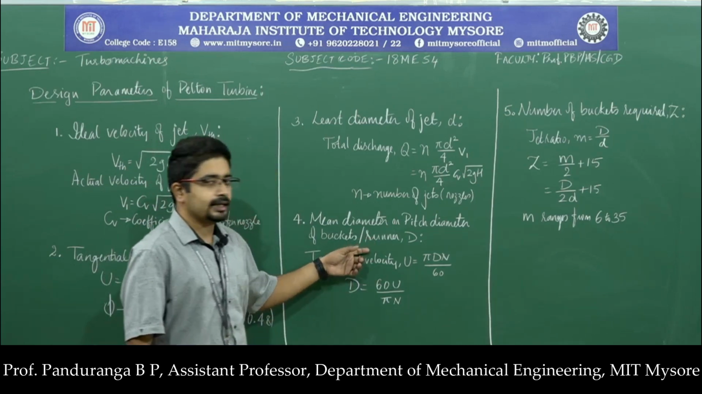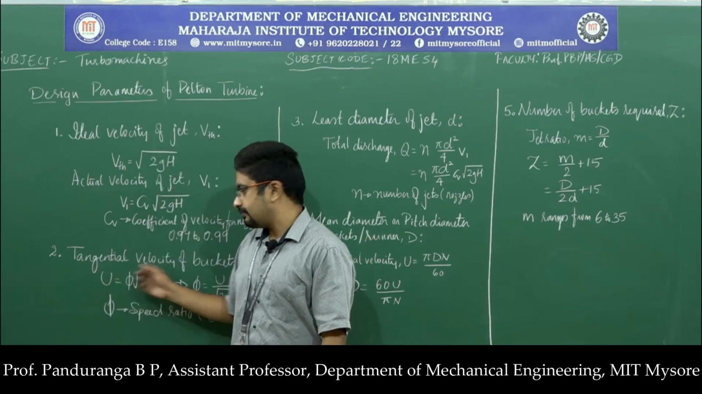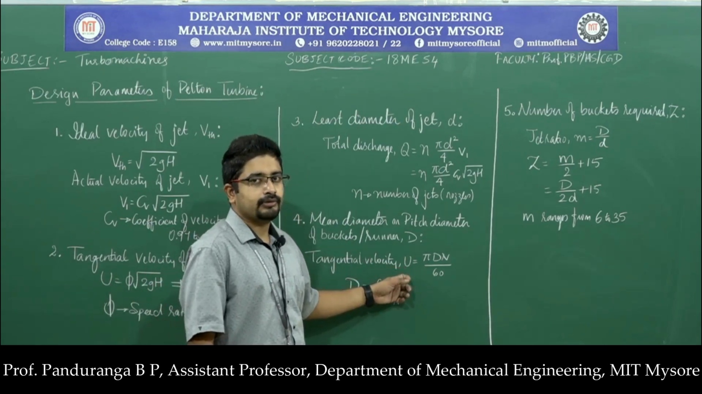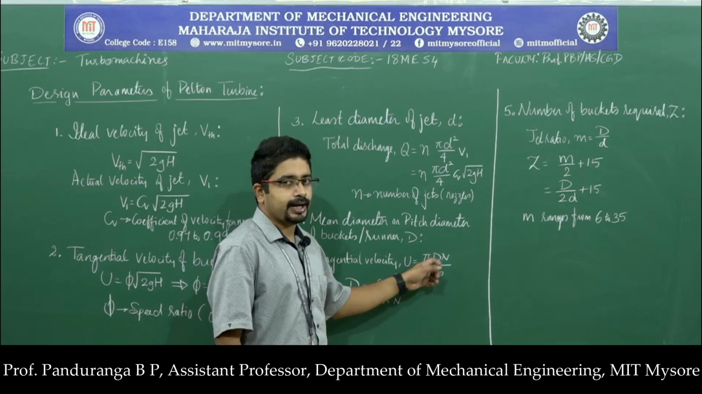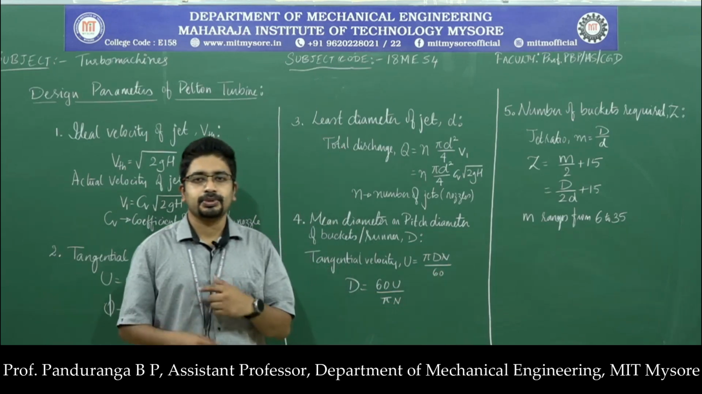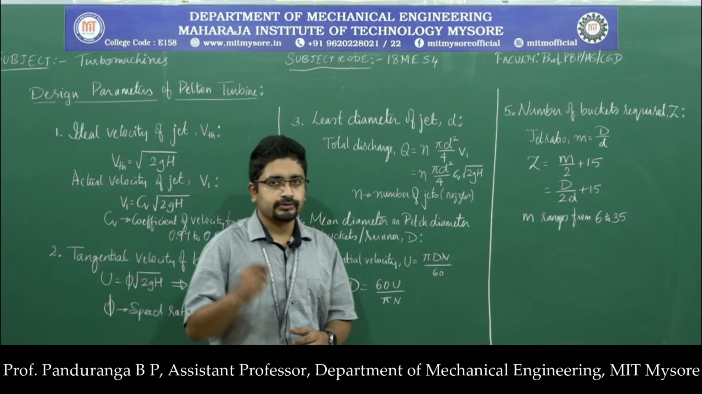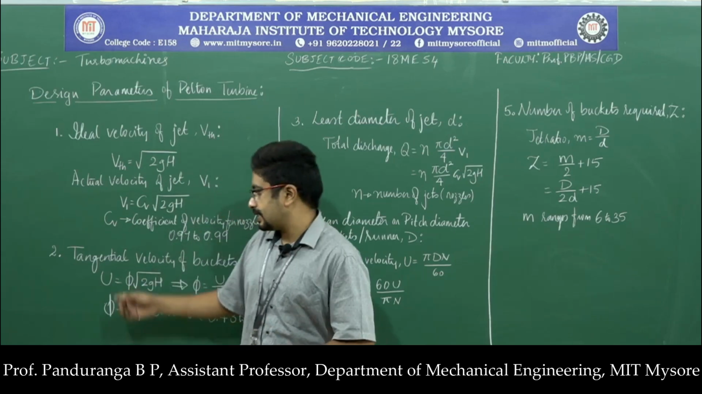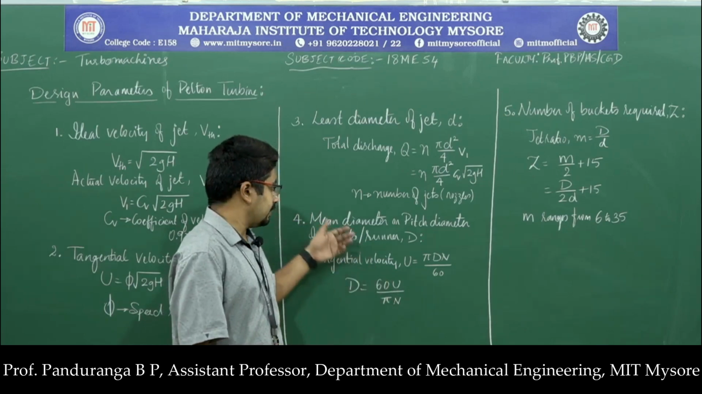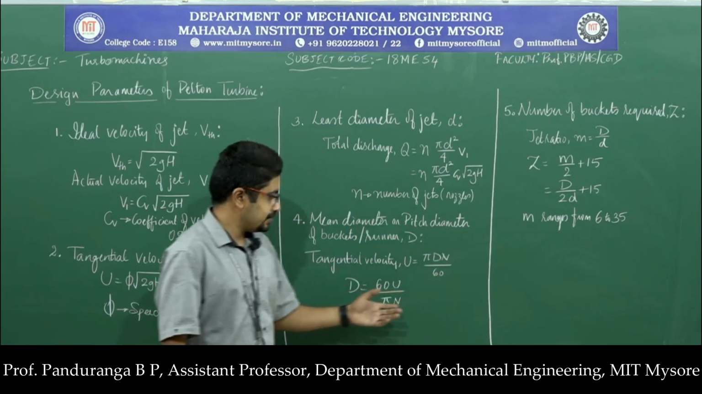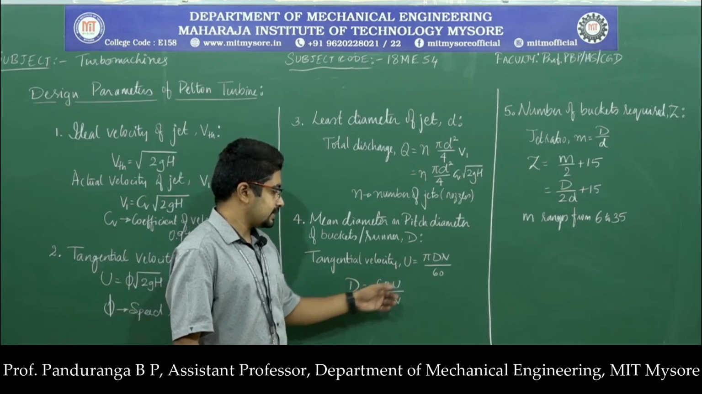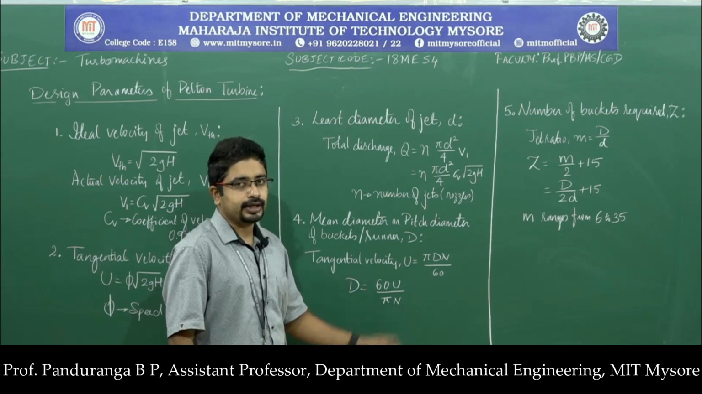To calculate that, we need the tangential velocity of the bucket. We know that u is given by pi d n divided by 60, where n is the rotational speed of the runner. So if you know the rotational speed of the runner and the tangential velocity of the bucket, then we can find out the mean diameter or pitch diameter using this relationship, where D will be equal to 60 u divided by pi into n.